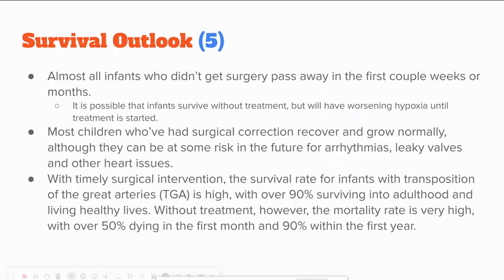With timely surgical intervention, the survival rate for infants with transposition of the great arteries is high, with over 90% surviving into adulthood and living healthy lives. Without treatment, however, the mortality rate is very high, with over 50% dying in the first month, and 90% within the first year.